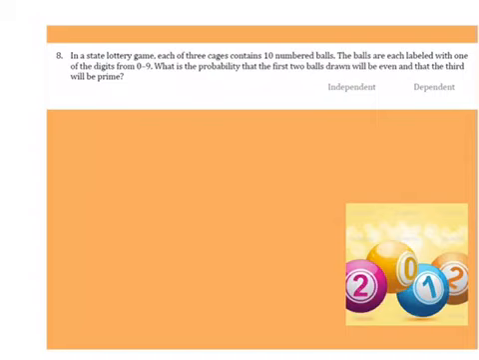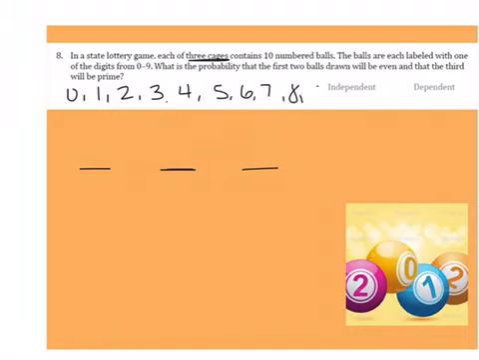All right, example number 8 here. In a state lottery game, each of the 3 cages contains 10 numbered balls. The balls are each labeled with one of the digits from 0 to 9. What is the probability that the first 2 balls drawn will be even and the third one is going to be prime? So we have 3 cages. So we're doing 3 probabilities, and each of them has their own separate cage. So each of them has a ball from 0 to 9. 4, 5, 6, 7, 8, 9.